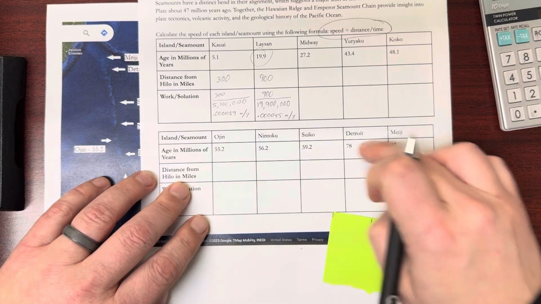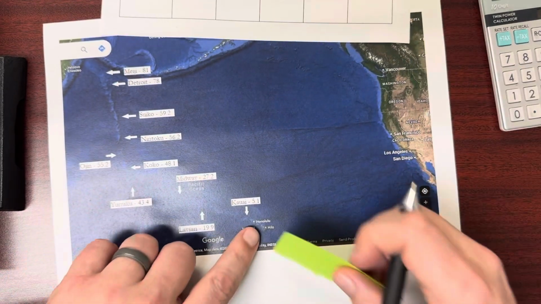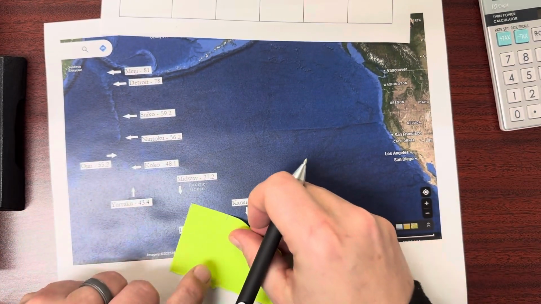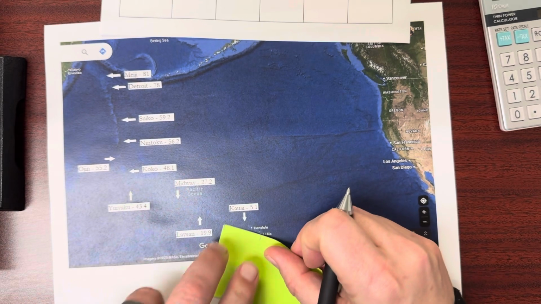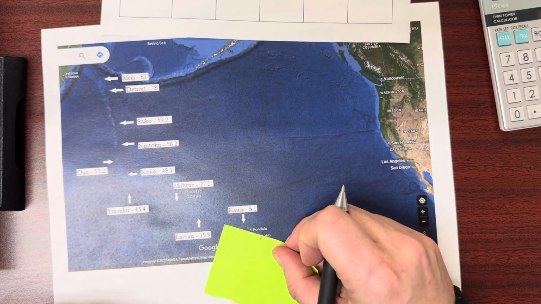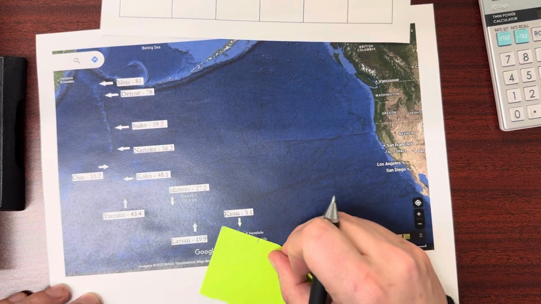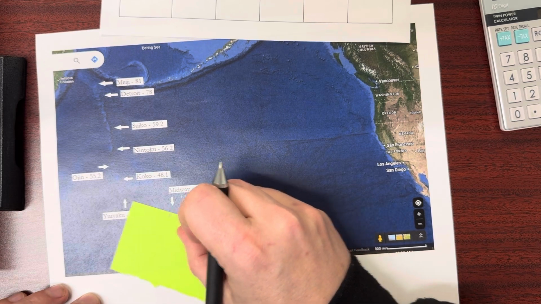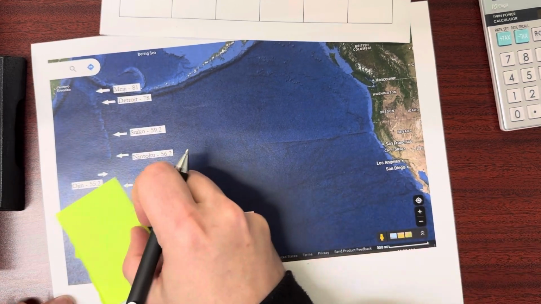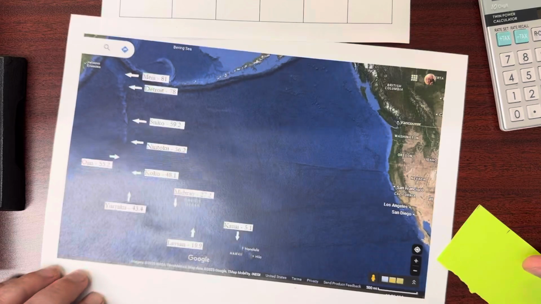And you're going to do the same for all of these. Remember, you're estimating the distance. It's not going to be perfect as you count these up. But you know that this amount is 500 miles, and you just keep going 500, 1,000, 1,500, 2,000, and then going up that way when you do those islands.